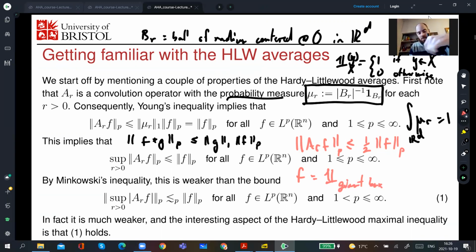Then the average A_r f, when r is much smaller than the size of that box, is basically f. I didn't change f too much because the edges are so small in comparison to the inside. And if you let that box expand, you see that this constant of 1 here is the best possible. Okay.